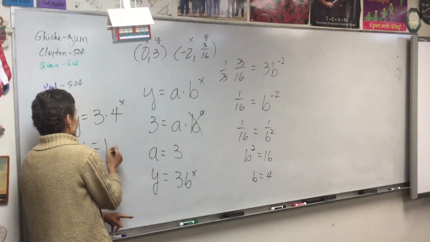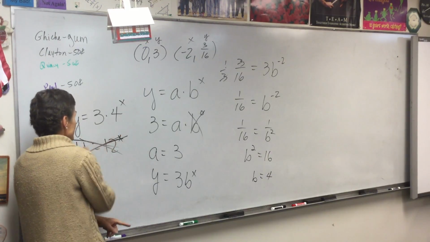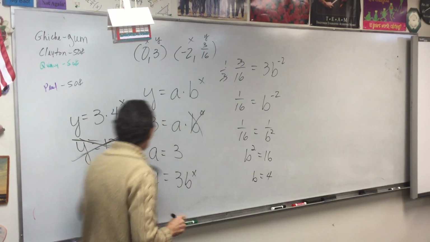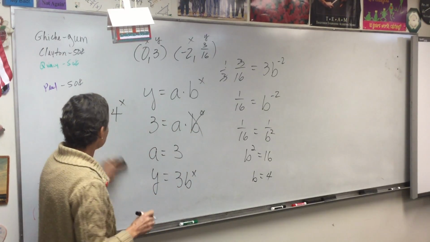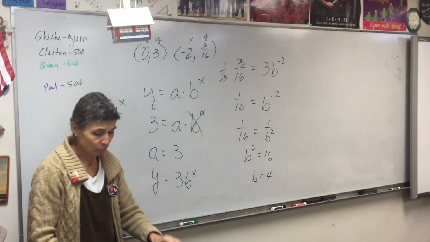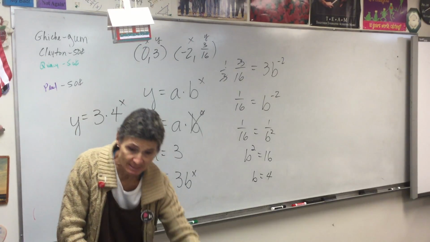And you're not going to do this. That is so wrong, I'm even going to erase it. The 3 and the 4 cannot be combined ever. The answer is 3 times 4 to the X. All right, Mallory, does that make sense? Yes.